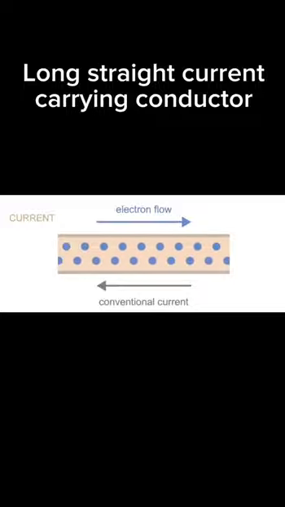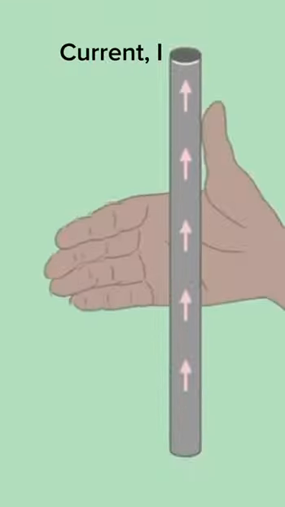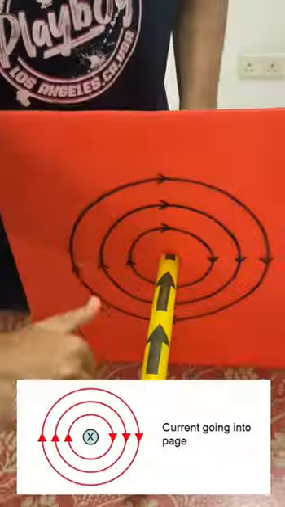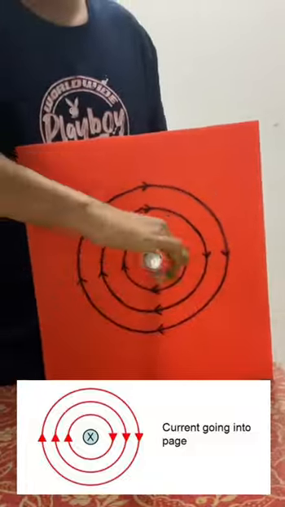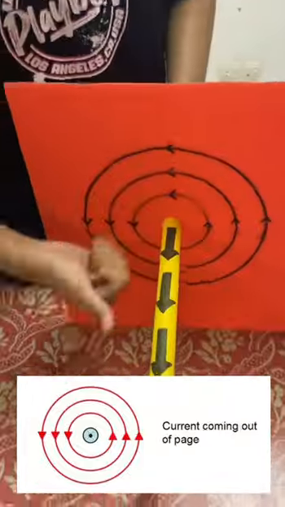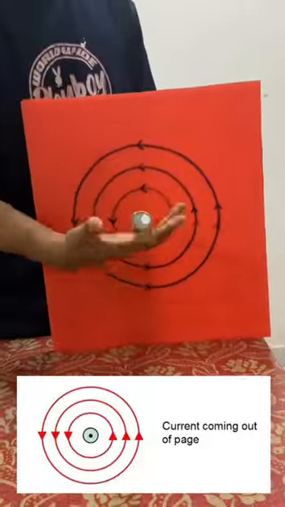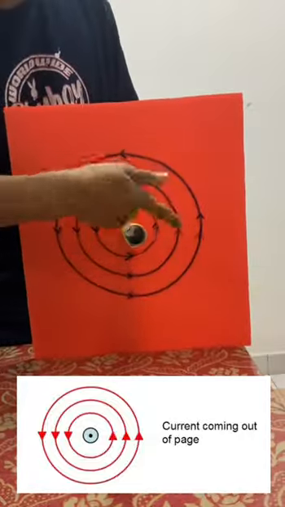Current is a flow of charges. A current flowing through a straight wire creates a magnetic field around it. When the current flows into the page, by using the right-hand grip rule, we can determine that the direction of the magnetic field is clockwise. When the current flows out of the page, by using the right-hand grip rule, we can determine that the direction of the magnetic field is anti-clockwise.